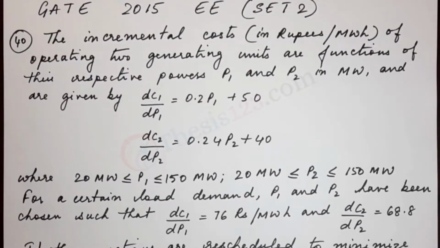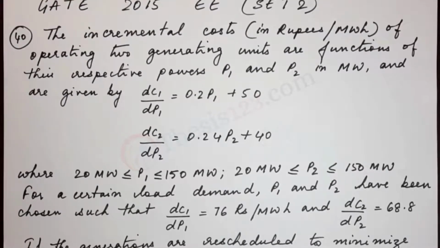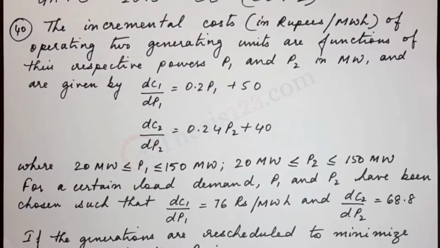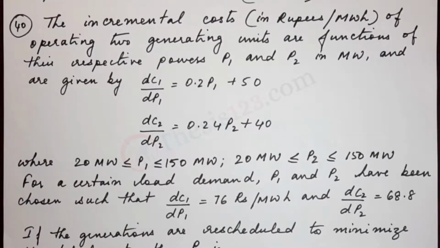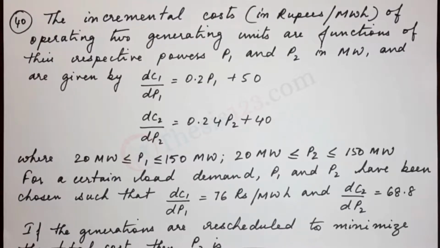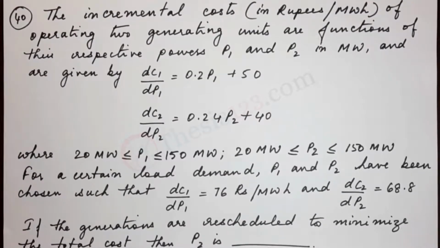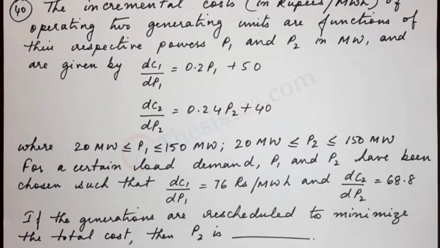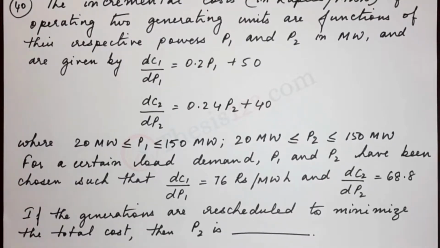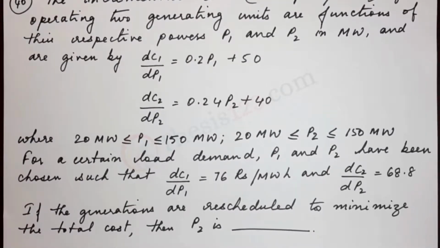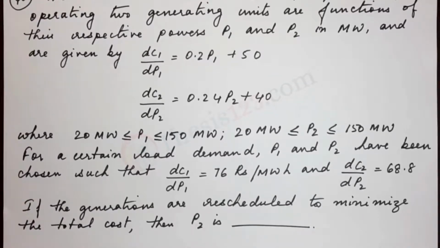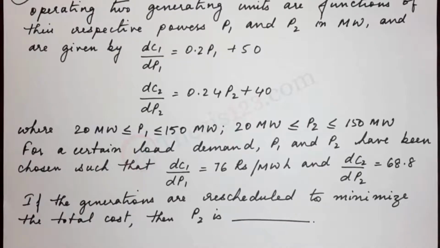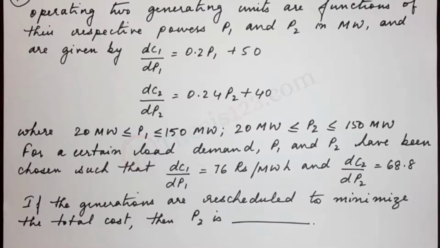Next question, number 40. The incremental costs in rupees per megawatt hour of operating two generating units are functions of their respective powers P1 and P2 in megawatts and are given by dC1/dP1 equals 0.2 P1 plus 50, dC2/dP2 equals 0.24 P2 plus 40, where P1 lies between 20 megawatts to 150 megawatts and P2 lies from 20 megawatts to 150 megawatts.